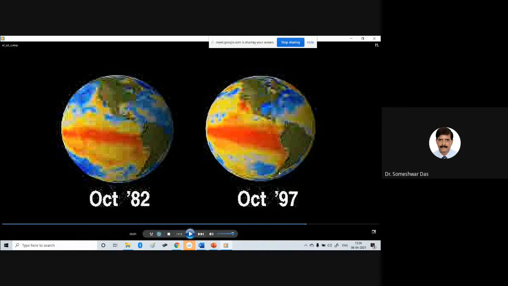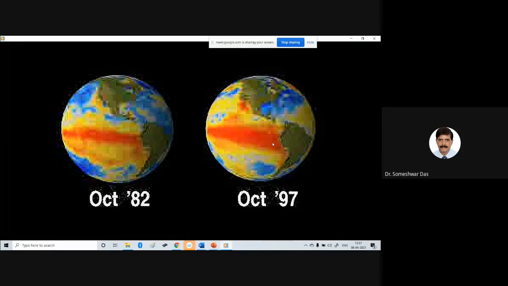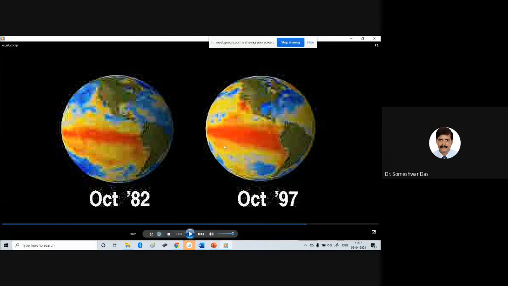This is South America. Off the coast of South America, there is maximum warming, maximum red color, and this is because of the El Nino. And there is a contrast between the 82 El Nino and the 97 El Nino. 97 was much more pronounced, as you can see from here.